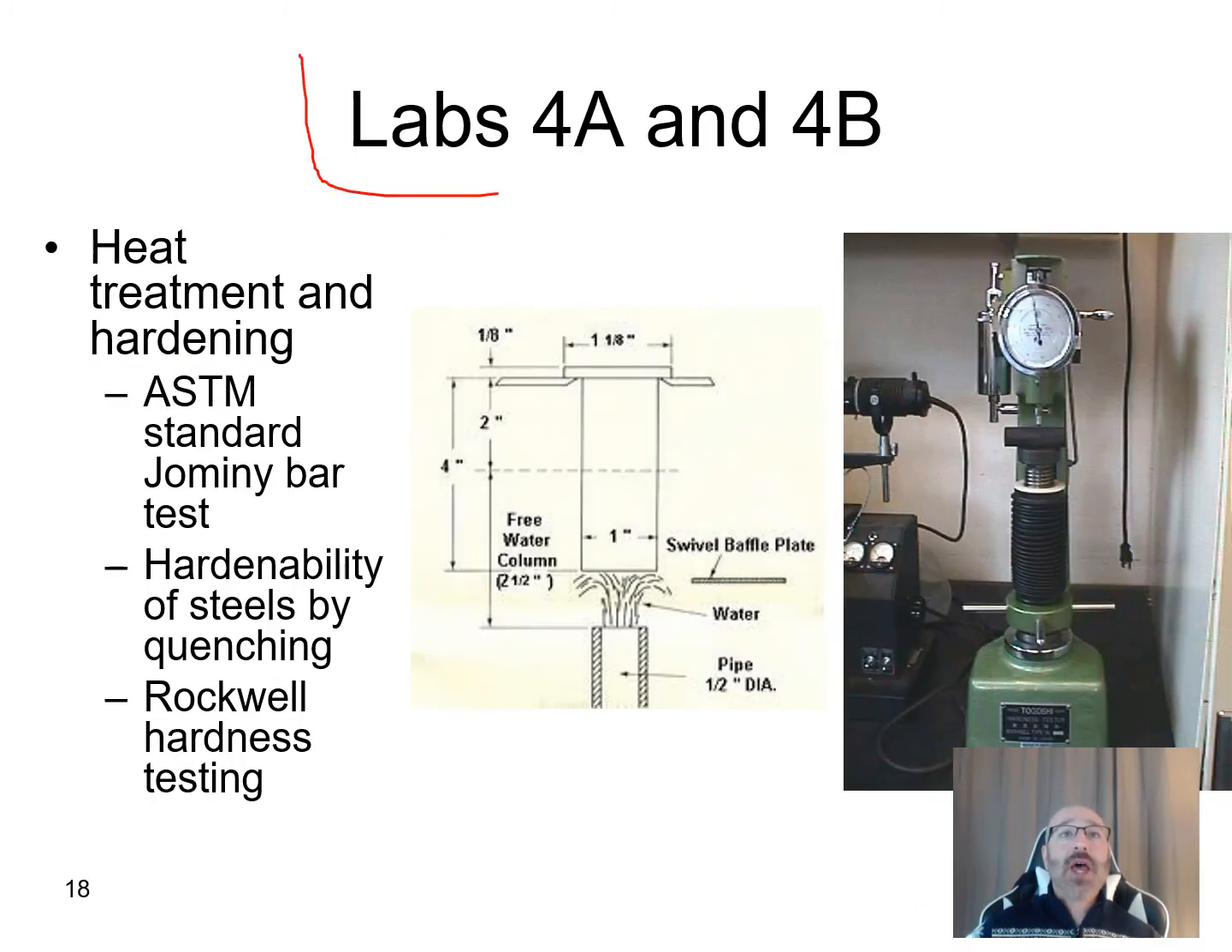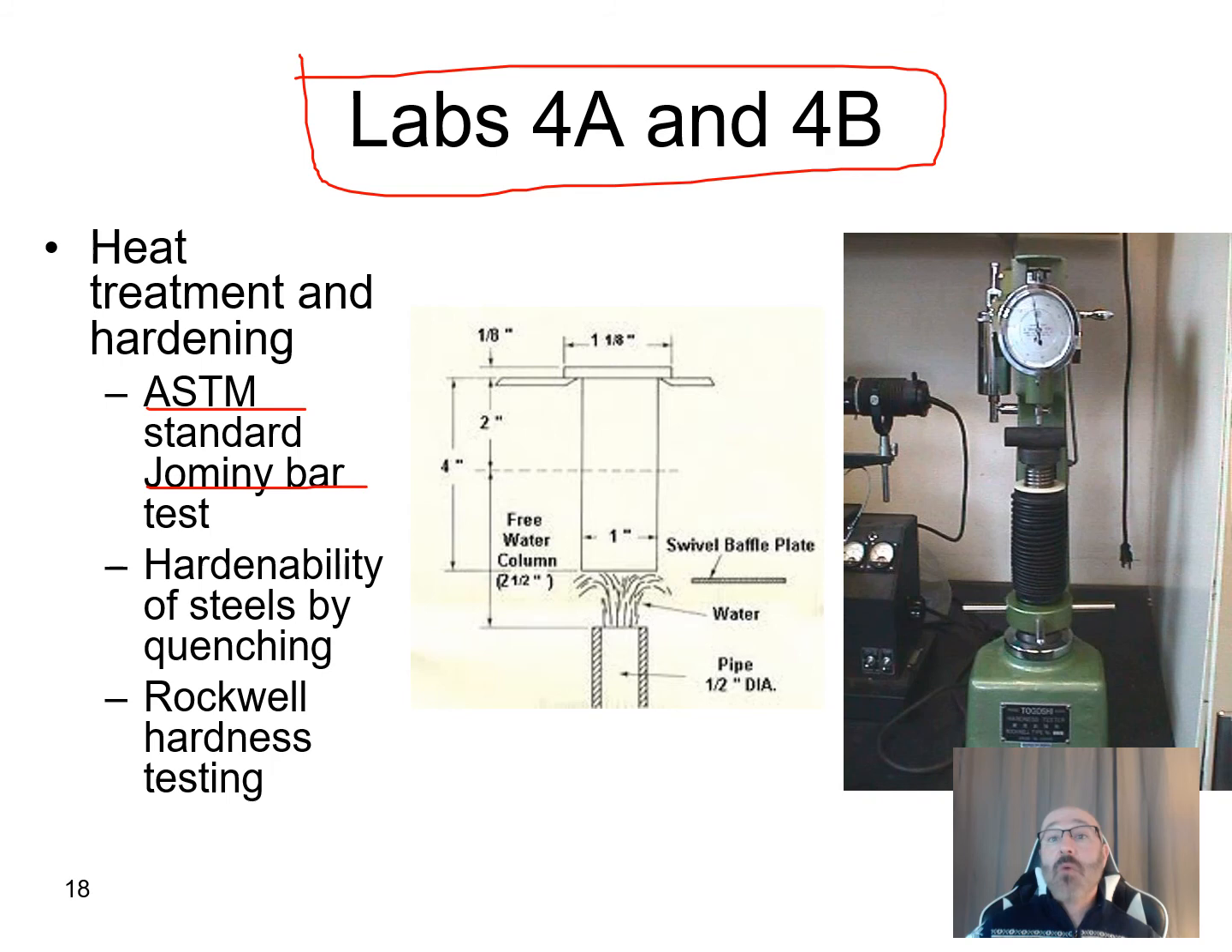Now, as we get into lab 4 and 5 here, this is going to deal with heat treatment and hardening of some different material samples. So we're going to take a look at the ASTM standards for a geometry bar test, and we're going to utilize that within this laboratory for the experimental setup. The hardenability of steels by quenching, so we're dealing with some quenching relationships, equations, and calculations.